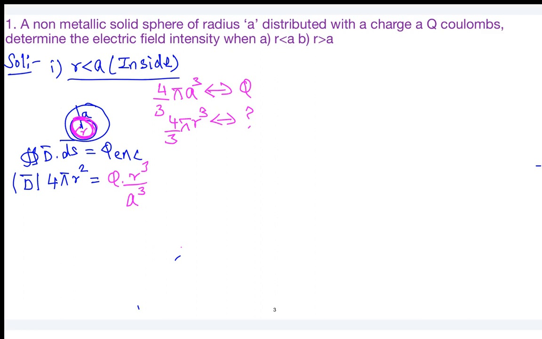So R square, 1 R will be left over here. So the flux density will be QR divided by 4 pi A cube. So same as your epsilon times E, I can say the electric field intensity is nothing but QR by 4 pi epsilon A cube.